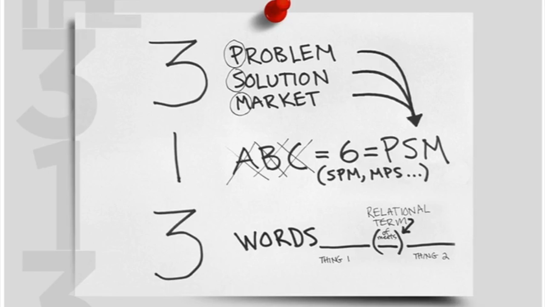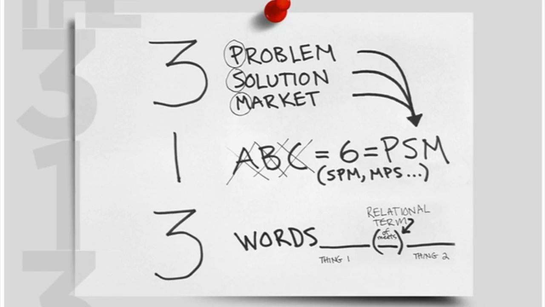So this 3 words is not a tagline. It is not a tagline. A tagline is something that is a tagline. This is your business in 3 words by using relational terms. Are you the McDonald's of blank? Are you the where Uber meets something else? Are you a blender of emotions?